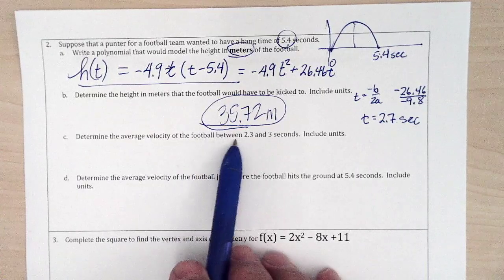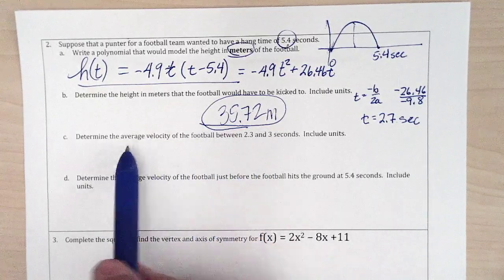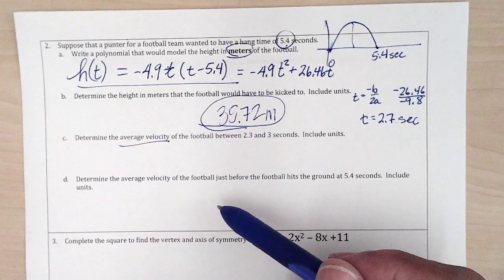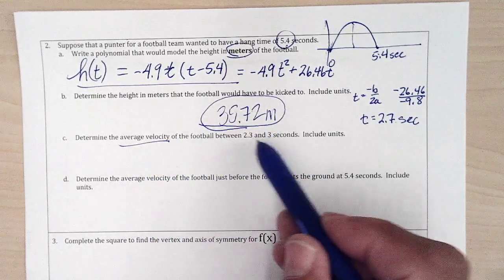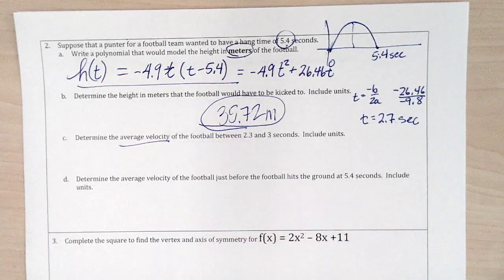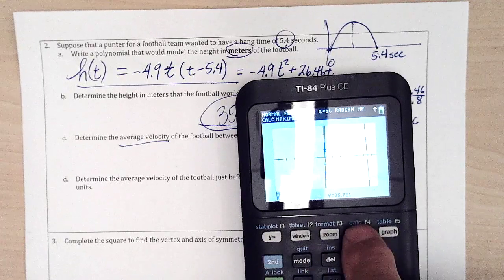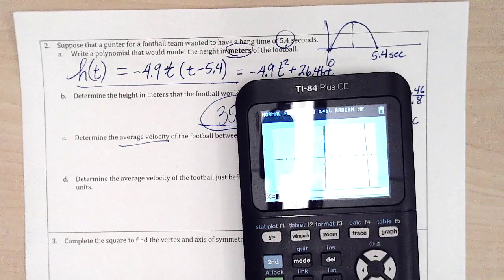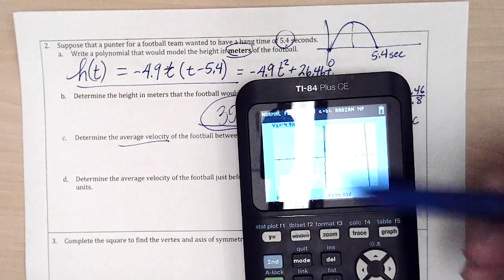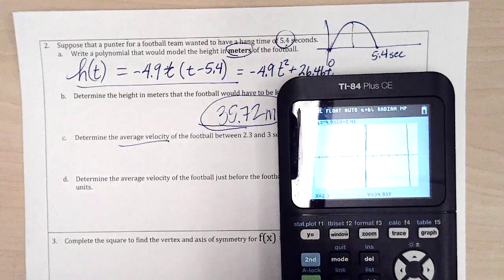Find the average velocity between 2.3 and 3 seconds. Well, average velocity is the change in the distance. So we have to find where it is at 2.3. So I can go back to second, calculate the value at 2.3, and it says 34.937.